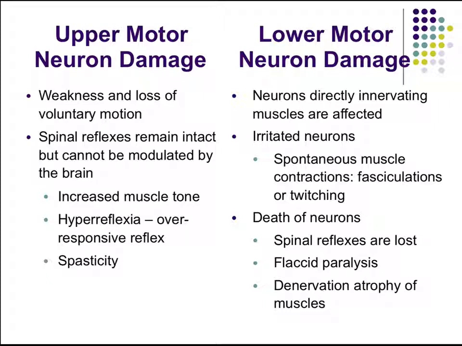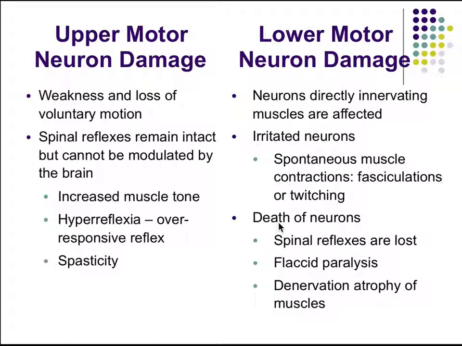So if you go to the doctor's and they hit your patellar tendon and your leg shoots up, that would still remain even if you had upper motor neuron damage. However, it might be a little bit different. So you'll have increased muscle tone, you'll have hyperreflexia, so you might have an over-responsive reflex, and you might have some spasticity. If you damage the lower motor neurons, then you're damaging the neurons that directly innervate our muscles. And so you will still lose voluntary motion, you'll have weakness. But if you have, for example, irritated neurons, it can lead to spontaneous muscle contractions or fasciculations or twitching.